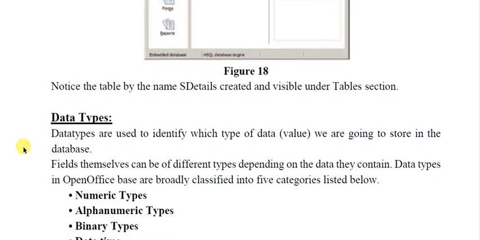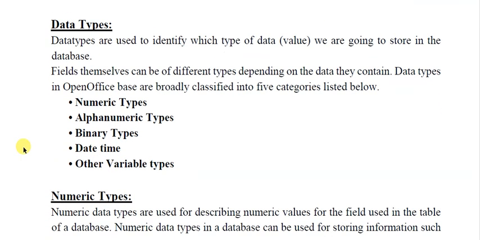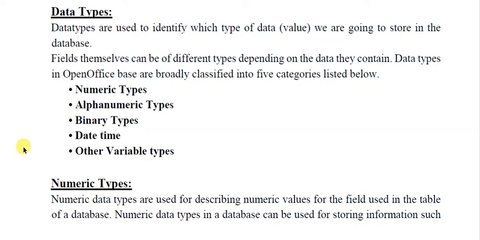Now we come to the more important part, that is data type. Data type means type of data. The type of data you want to enter in the table. You know, table consists of rows and columns, and the cell contains the data. So what are the types of data that the database supports? It is called data type. Okay. So what are the possible data types? It can be numeric, alphanumeric, binary, date time, and other types.